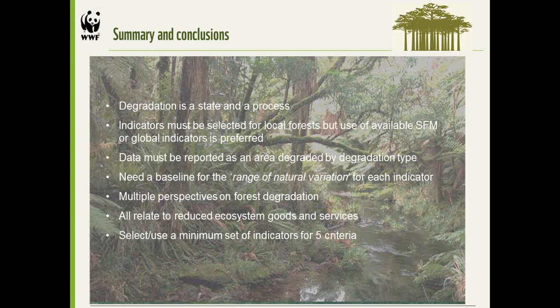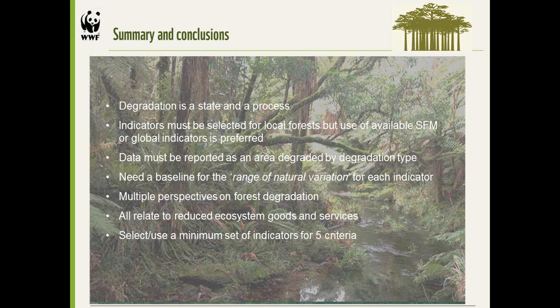Indicators will all have to be selected for local forests, but the use of the available sustainable forest management or global indicators is certainly preferable. And so using many of the indicators that are, for example, already reported to the FAO for their forest resources assessment makes good sense. And the data must be reported as an area degraded by degradation type. So what kind of type is occurring and how much area is being degraded.